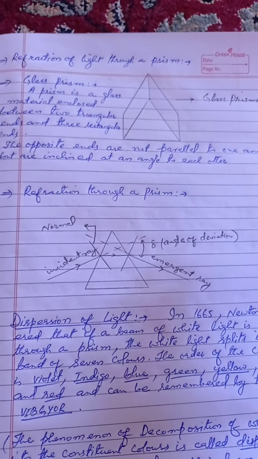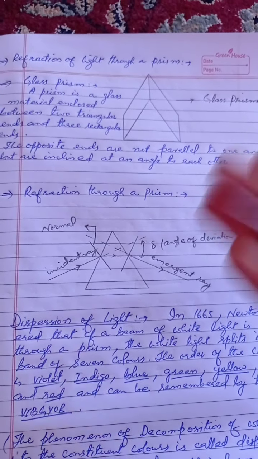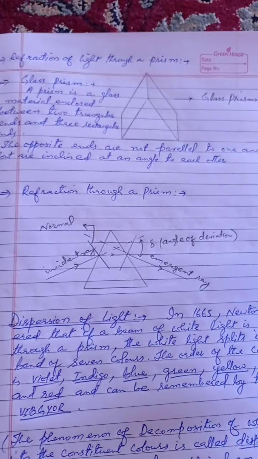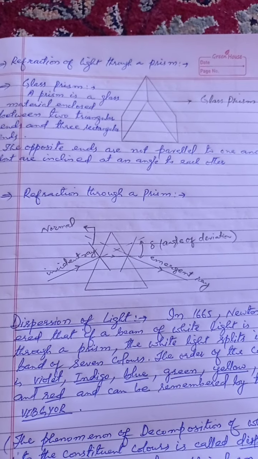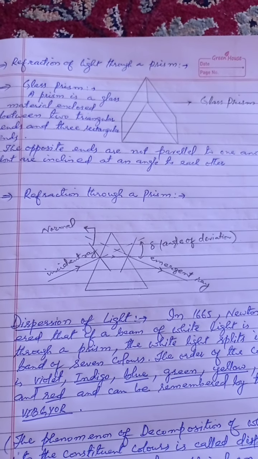So here we have to understand the refraction of light through a glass prism. When light travels from air to a glass prism, what happens to it? First of all, let's get to know about this very glass prism. What is a glass prism?